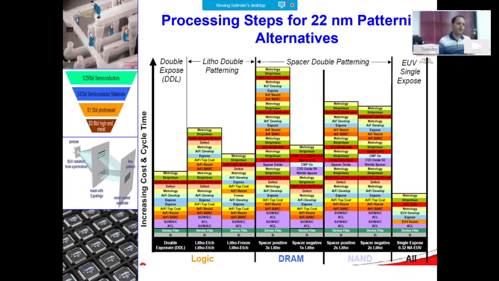So if you see from here on the left-hand side, we have the increasing cost per cycle time, and at the bottom is the fabrication of the various devices, and this is basically the bulk production estimation.